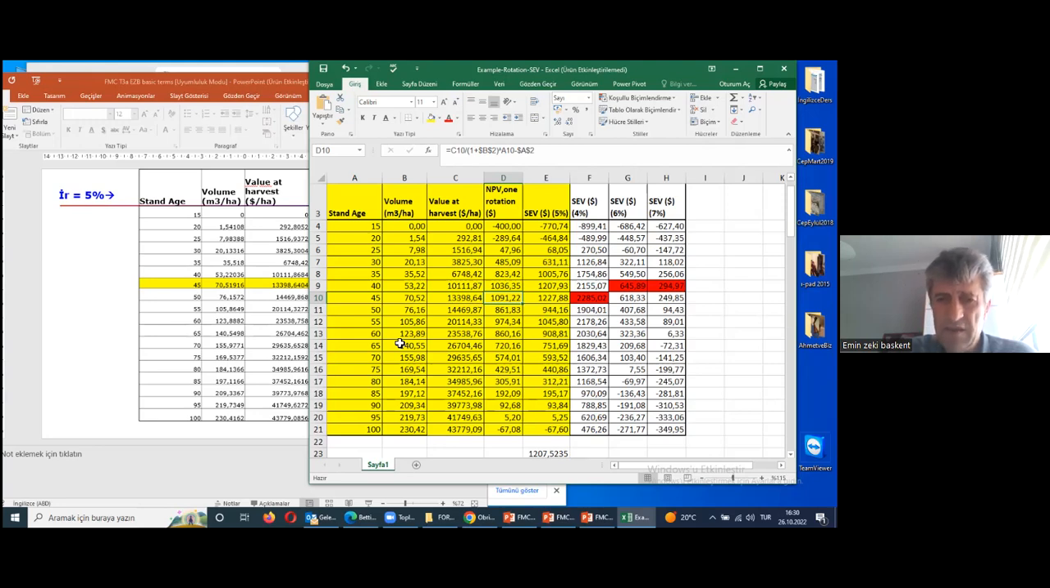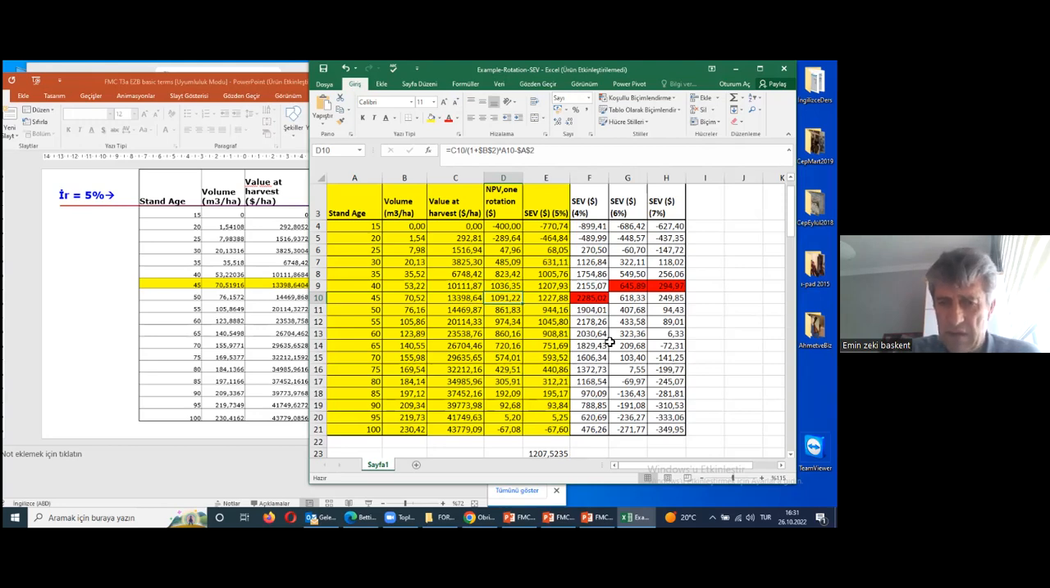So we have to make a decision. As we promised, the soil expectation value and net present value are the financial criteria that allow us to make the decision. Our decision is to find the optimal rotation period. So we did all this calculation for what? To make the decision.